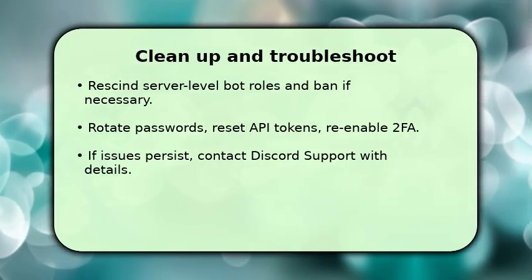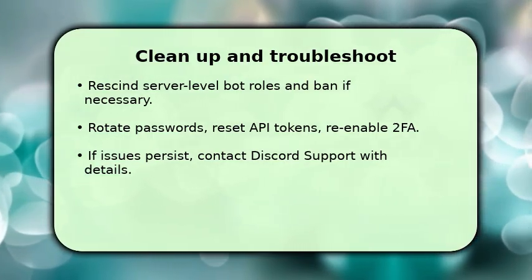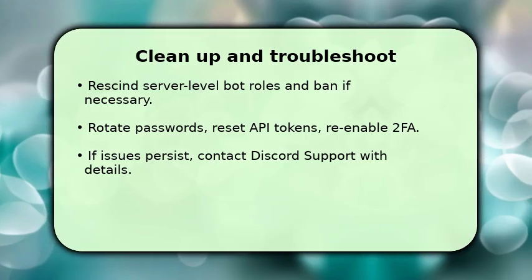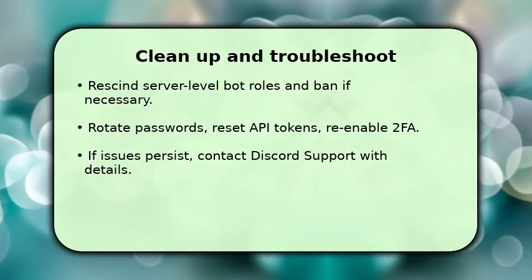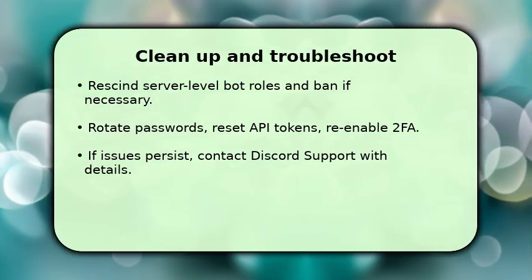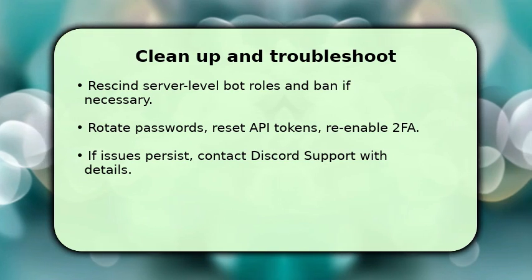If something goes wrong, like the bot still appears active or you can't revoke a grant, gather timestamps, server ID, and affected bot names, then contact Discord support. Include those details to expedite recovery and prevent recurring access.